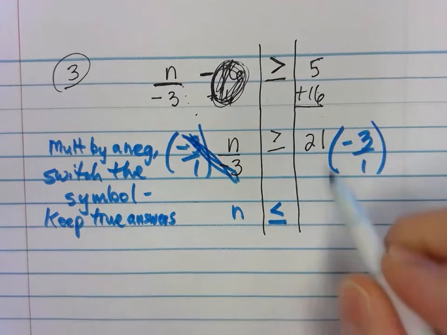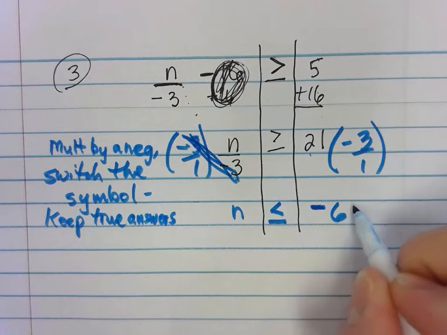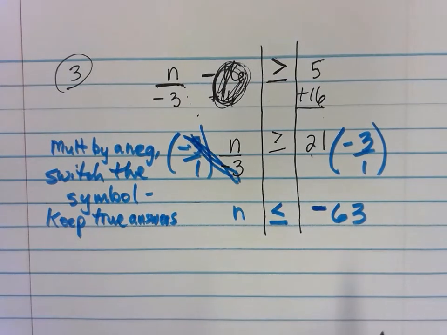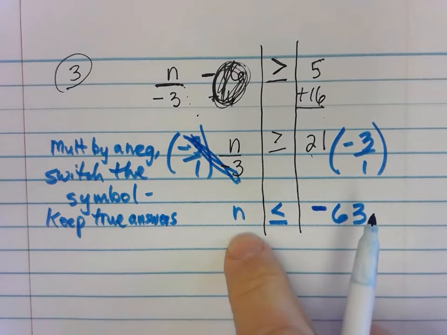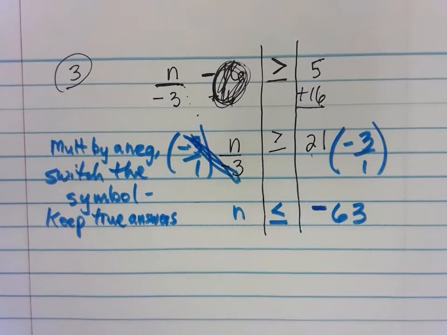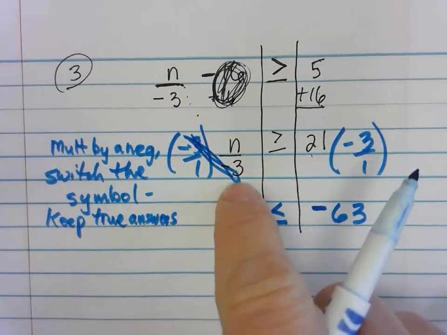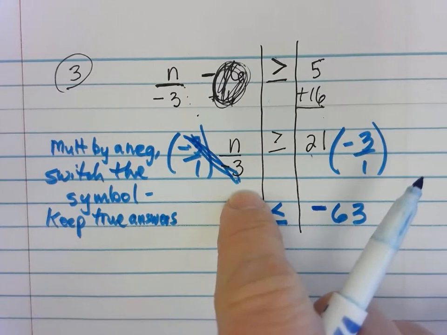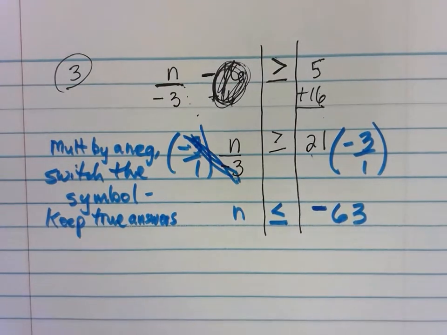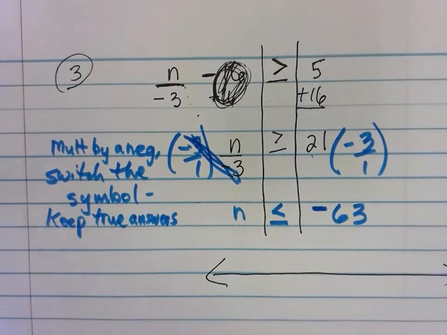And then 21 times -3, a positive times a negative is a negative, and that would be -63. Okay? So we're set up the way we want now. We don't have to do anything else because the variable's on the left side, so we're good there. So that is the final answer. So again, when you multiply by that negative, or when you divide by that negative like we did in the other one, you got to switch that symbol to keep the answers true. All right, so let's do a little graph of this. And that'll probably put us about to the end of our time together today.